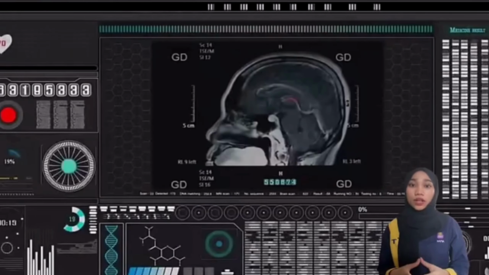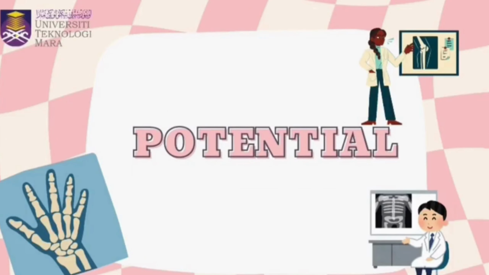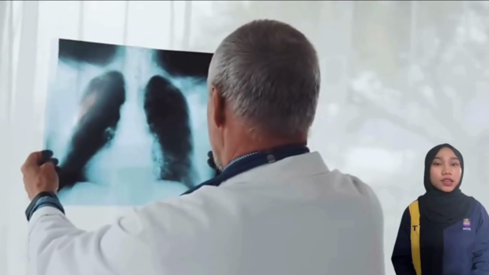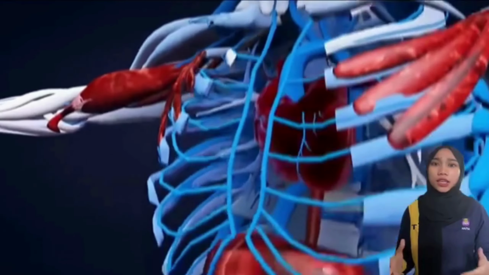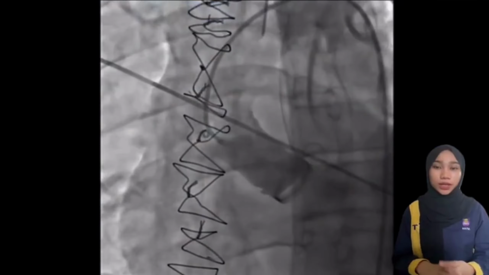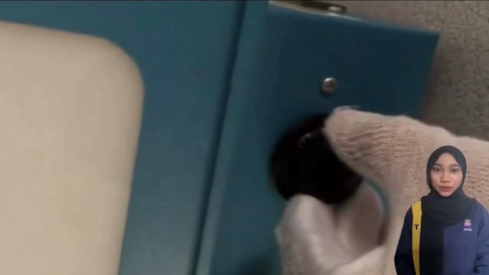I'm going to talk about the potential, benefits, and challenges of radiographic technique in X-ray imaging. There are a few potentials for radiographic technique in X-ray imaging. The first one is its potential in medical diagnosis. X-rays are essential in diagnosing fractures, detecting tumors, and assessing conditions within the body non-invasively. The second one is its potential in industrial application. X-rays are used for inspecting materials in manufacturing, detecting flaws in welding, and so on.